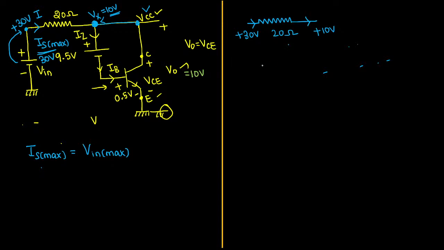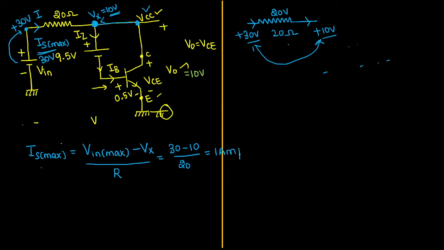First conclusion: here we have 30 volts, and here we have 10 volts. So 30 minus 10 is what? This is Vx, the voltage drop across the resistor. 30 minus 10 will be 20 volts. Divided by the resistor value, you will get the current. 30 volts minus 10 volts gives 20, divided by the resistor value of 20. 20 by 20 will be 1 ampere. So the value of current will become 1 ampere.